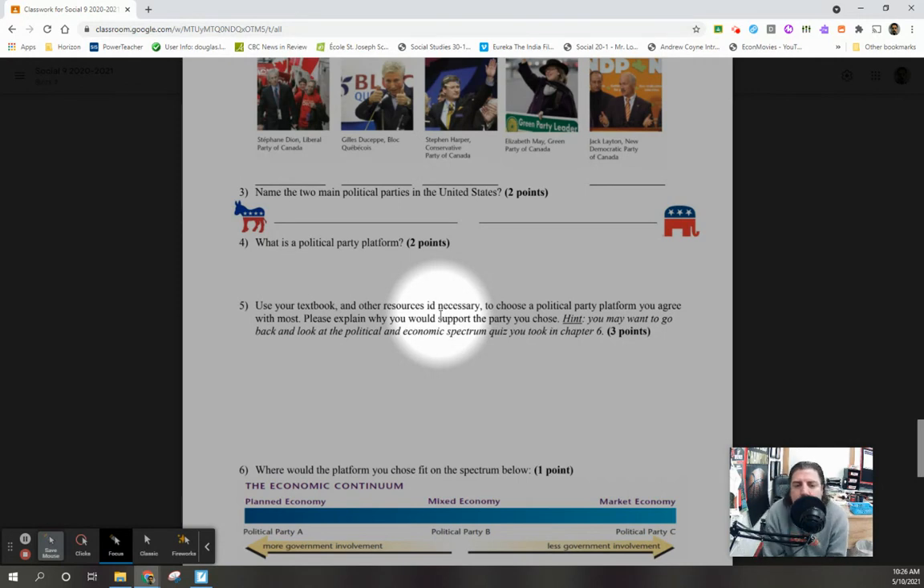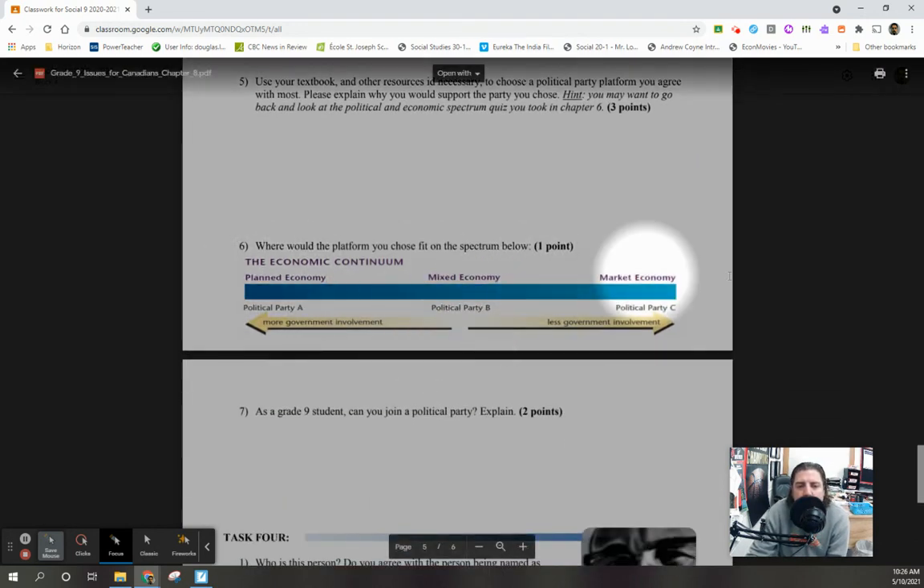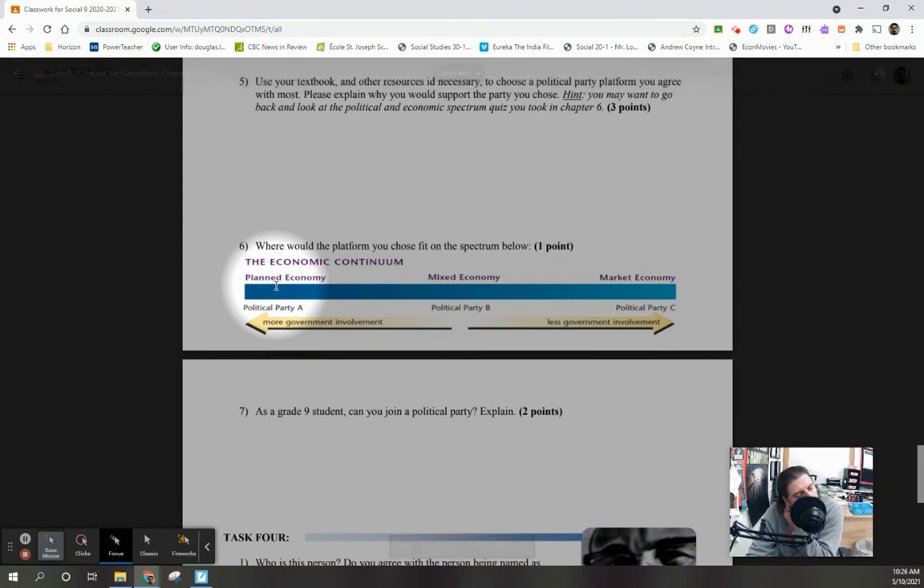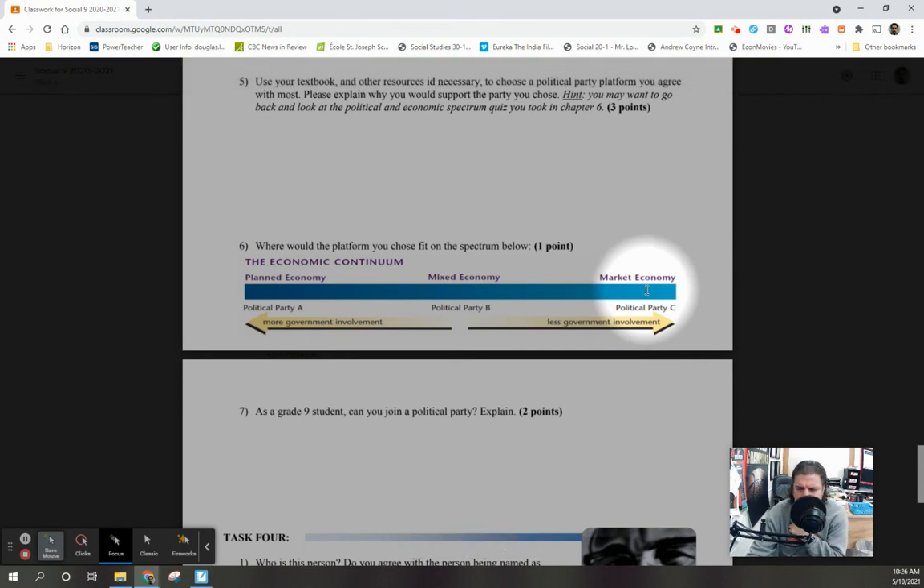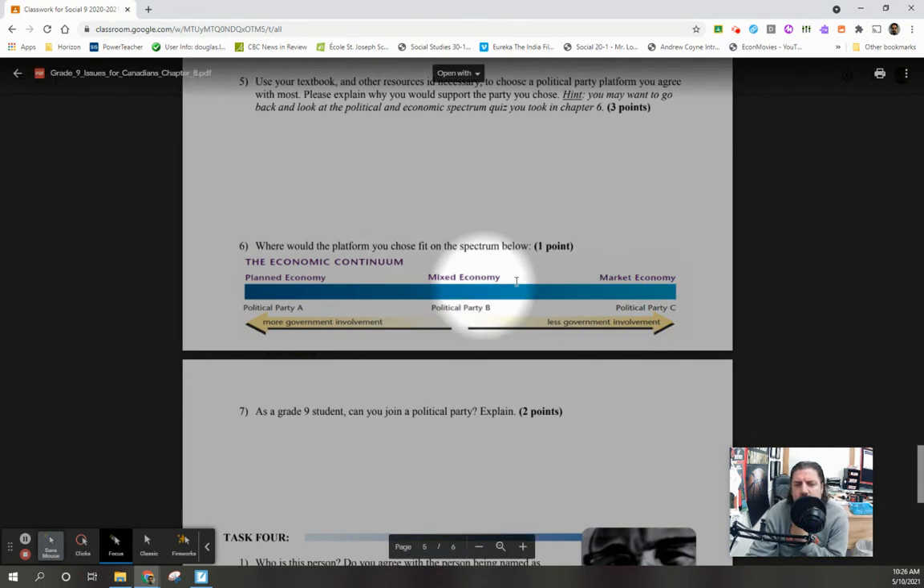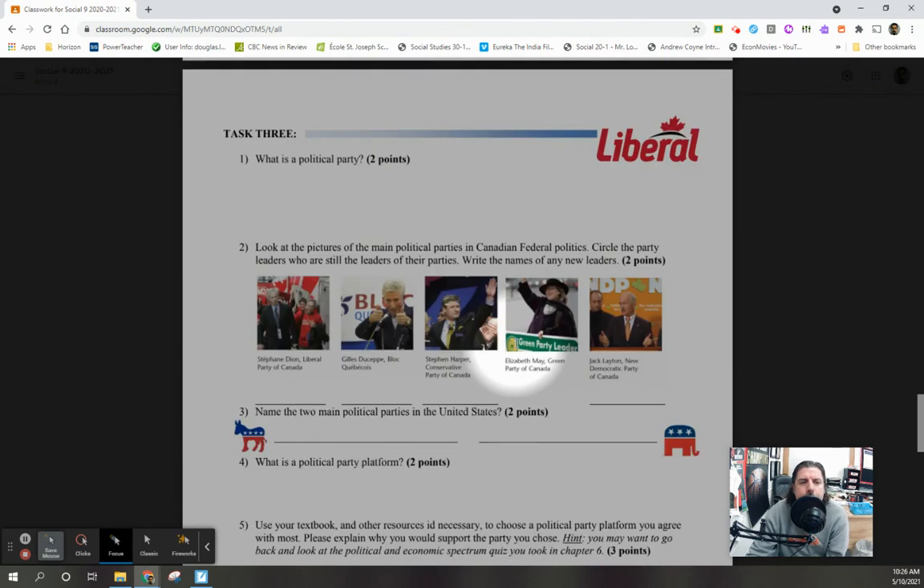To choose a political party platform you agree with most, if that's a conservative platform, is that a liberal platform? Is that a democratic platform? Is that a Green Party platform, etc.? Okay. Place yourself somewhere within this continuum where you kind of see yourself, at least economically. Do you believe in more equality, like a planned economy, government instituted planned economy? Are you more of an individualist, self-reliant, private enterprise, or are you somewhere in the middle? Okay.